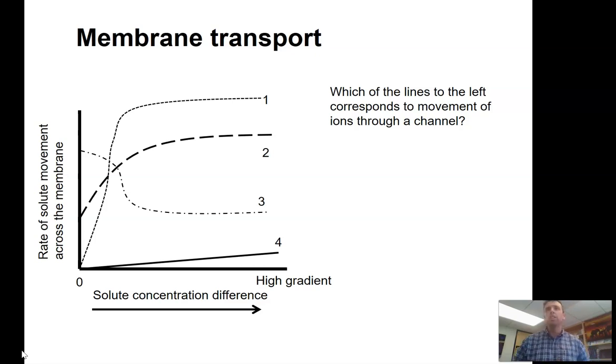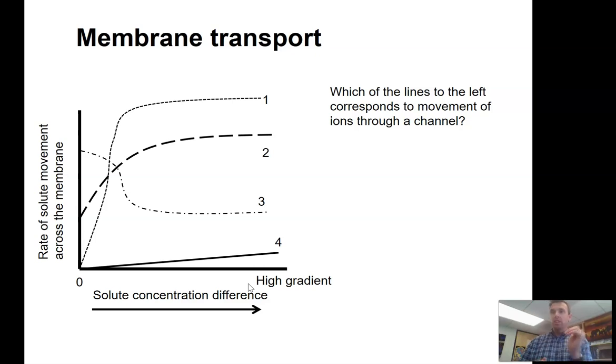So the first thing I want you to think about is which of these lines corresponds to the movement of ions through a channel. So let's think about this for a second. This is the solute concentration difference. So this is important to think about. If you have a high gradient, you're over here. If there's no gradient at all, meaning the solute has the exact same concentration on both sides of the membrane, you would be over here. As you move further to the right on the x-axis, you're creating a higher concentration gradient.